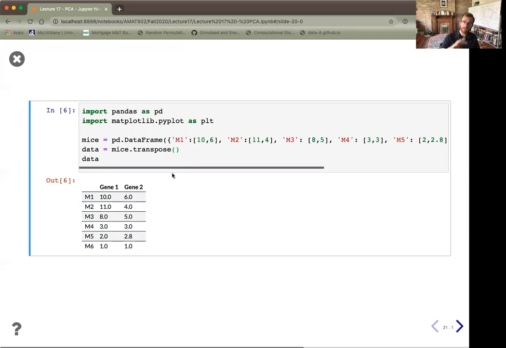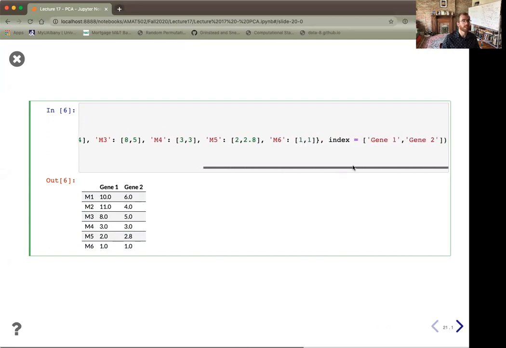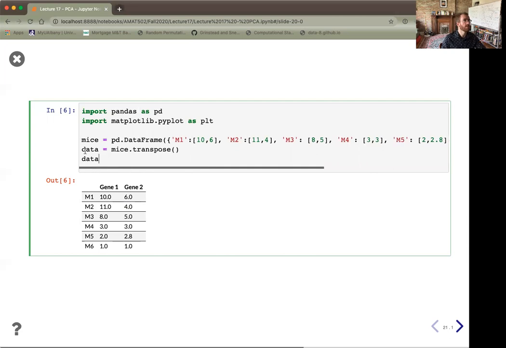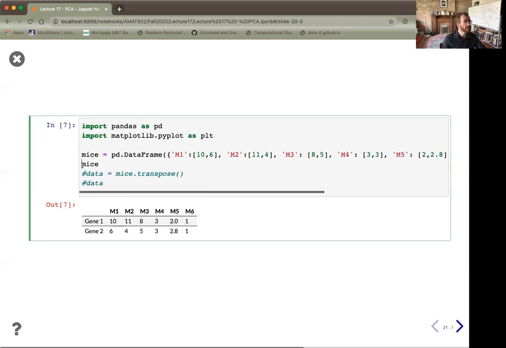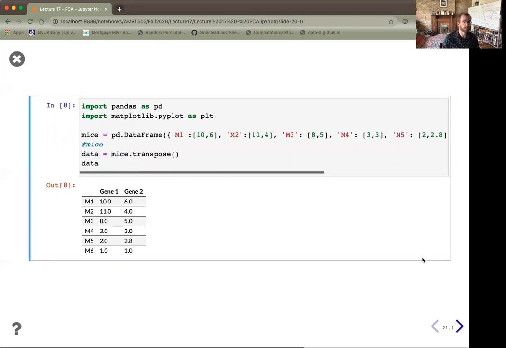Now, in order to make it turn around the way I wanted, I had to apply this dot transpose method to get my data. So data is equal to this mice pandas data frame transposed, so that my mice index my rows and my genes index my columns. You can see here that the index is normally given by gene 1, gene 2. If I were to show you briefly how this works, mice would look on its side, but now I have data, and I've transposed it.